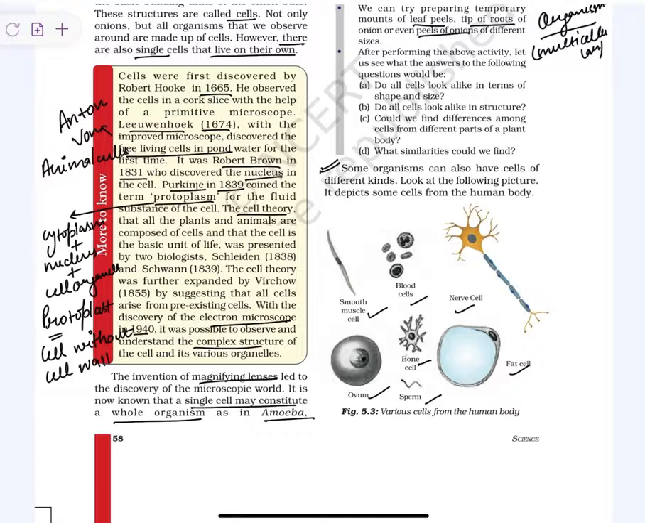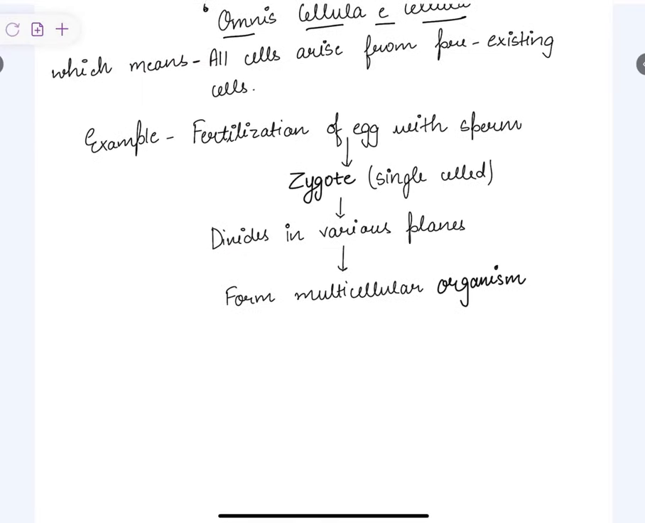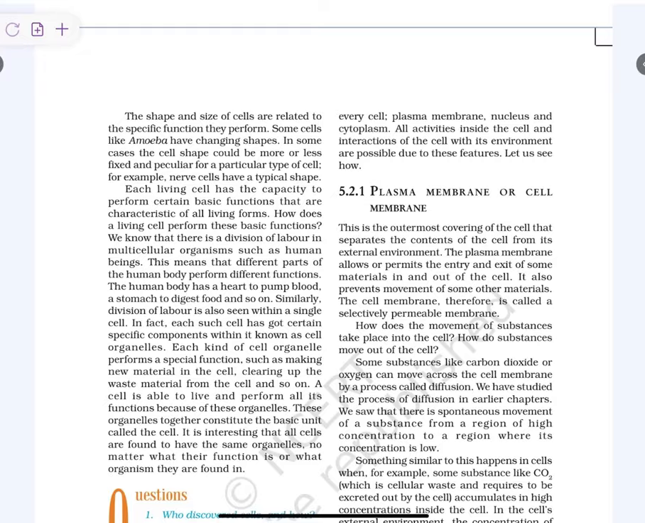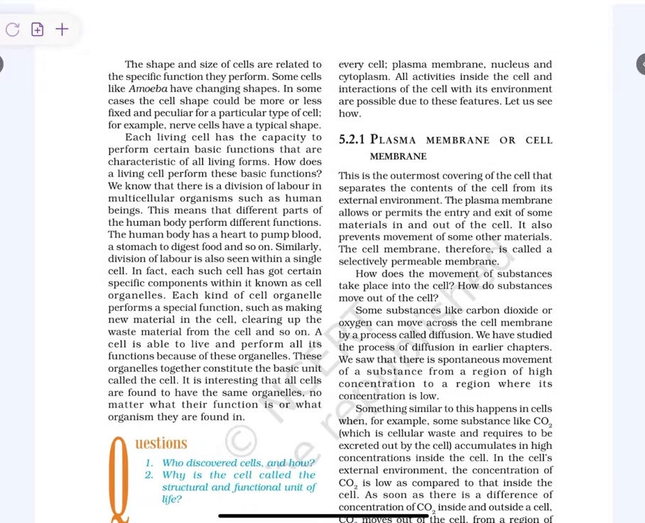So we can say that these cells are present in different parts of the body. The nervous system works through nerve cells. The blood circulatory system works through blood cells. They all have different purposes in the body. So the shape and the size of the cells are related to the specific function they perform.